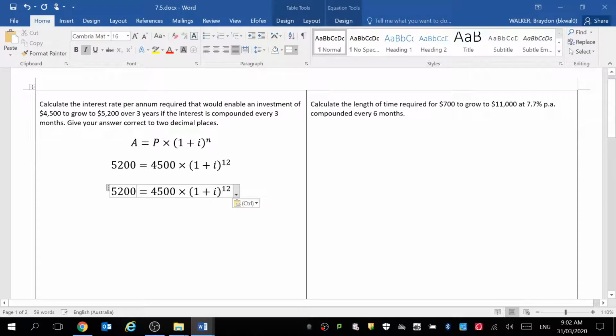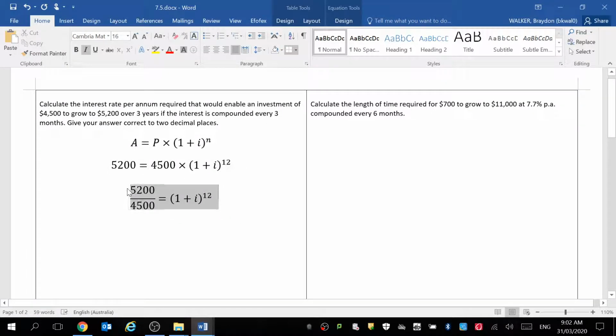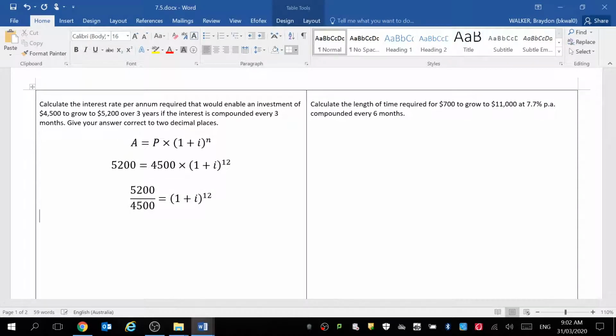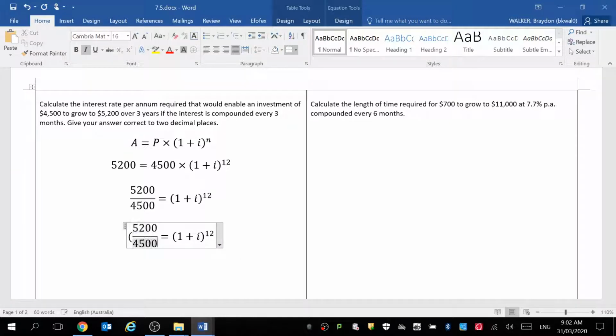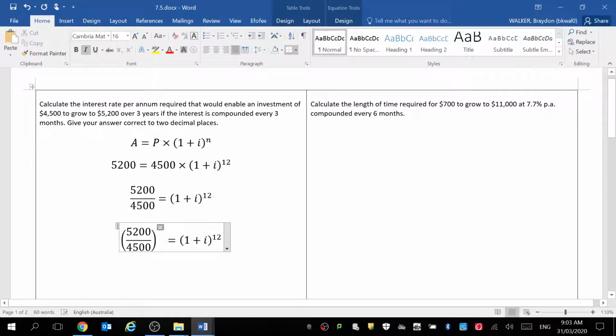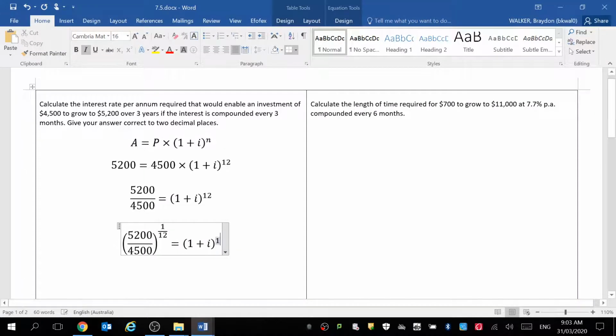Now, it's 4,500 times. What I'm going to do is turn it into a divide, and that gets rid of the 4,500 there. Now, this is what we're left with. To get rid of the 12, the opposite of putting something to the power of 12 is obviously 12th rooting it. For those who don't know their index laws, I'll just put a bracket around this so you can see. What we're going to do is actually put this to the power of 1 over 12. That's the same thing as finding the 12th root of that fraction.